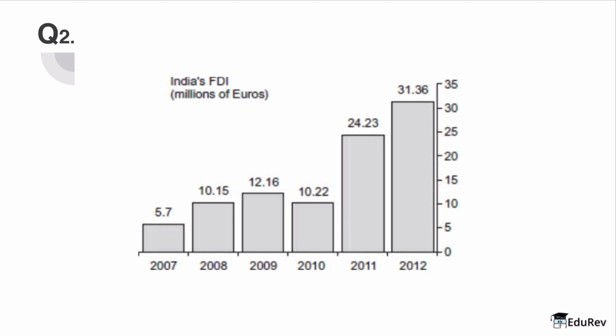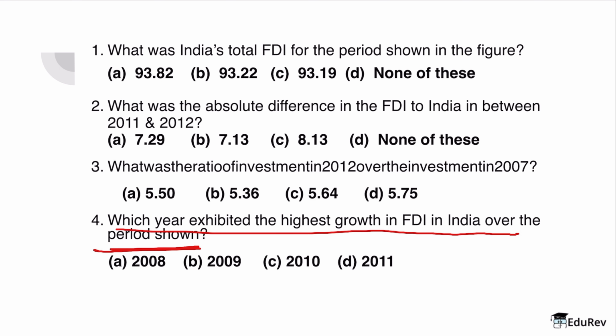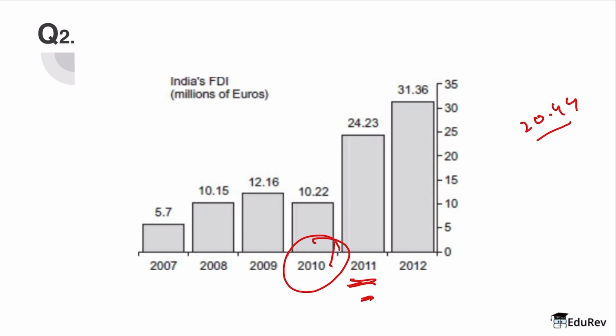So now it can be seen that the FDI in 2011 basically is more than double that of 2010. Okay, so in 2010, if I double it, it's going to be what? 20.44. But here in 2011, it's actually more than that. So no year is closer to this rate of growth. So the answer is going to be what? Which year exhibited the highest growth in FDI in India over the period shown? 2011. Correct? Because there was growth.